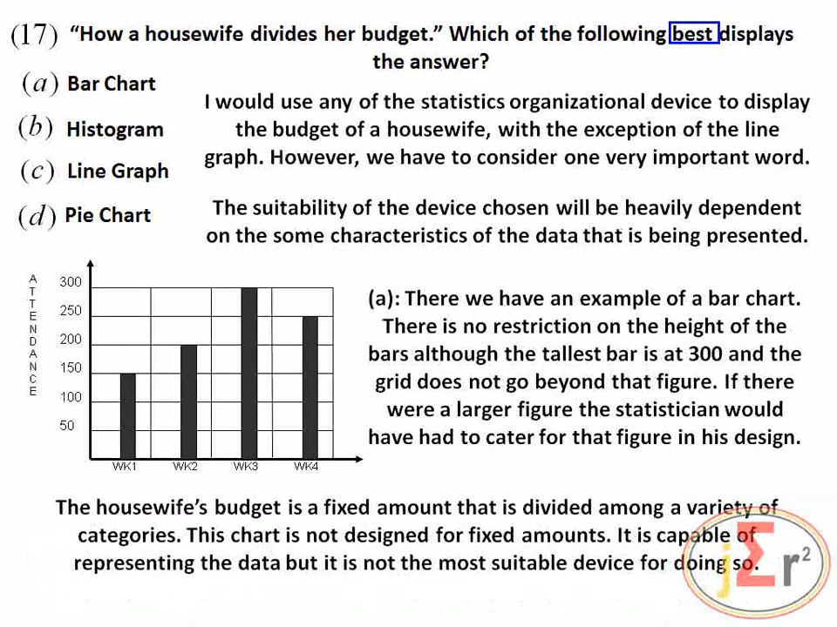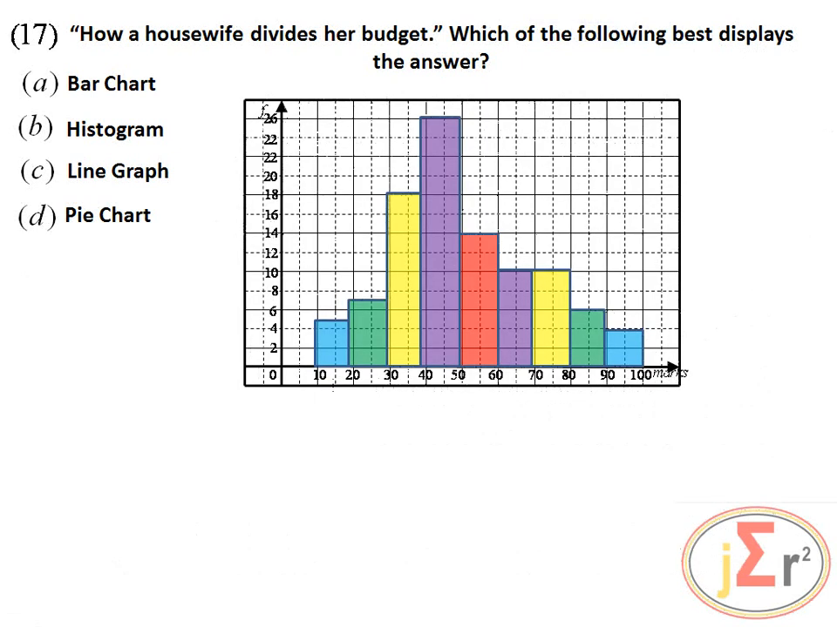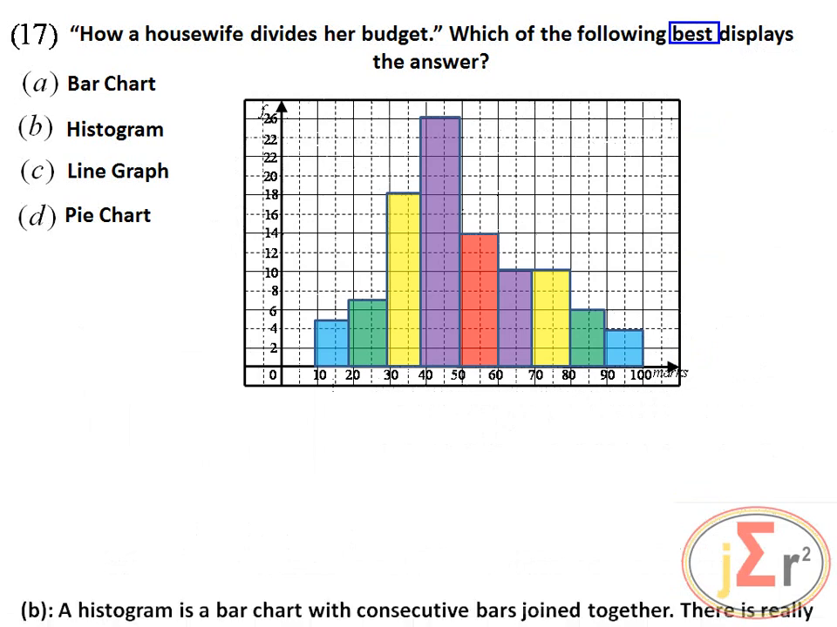The housewife's budget is a fixed amount that is divided among a variety of categories. This chart is not designed for a fixed amount. It is capable of representing the data, but it is not the most suitable device for doing so. And we are taking note that we need the one that will best display the budget of the housewife. We are again taking note of the word best.